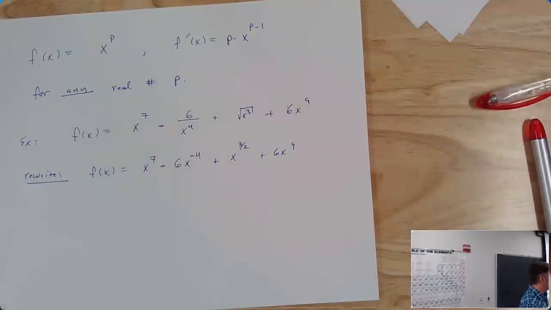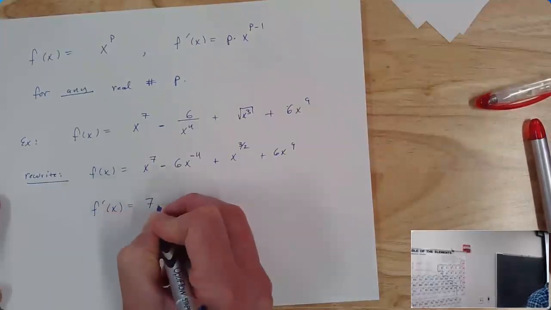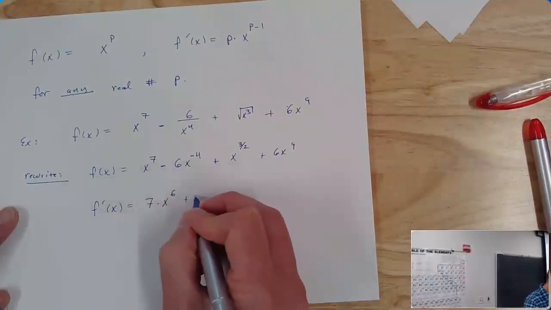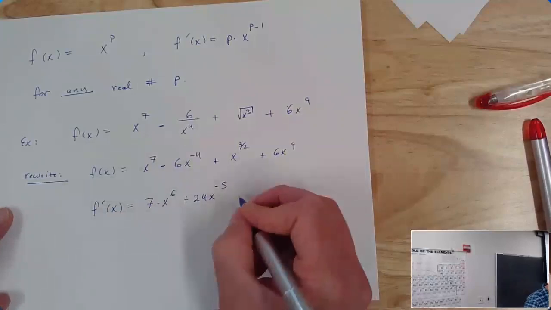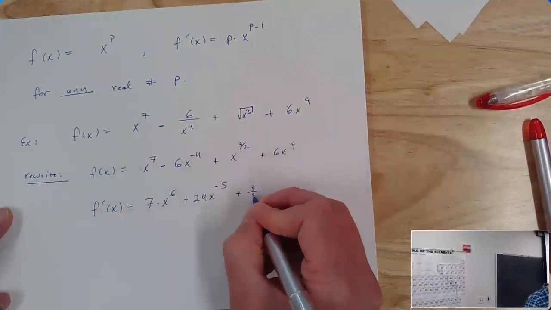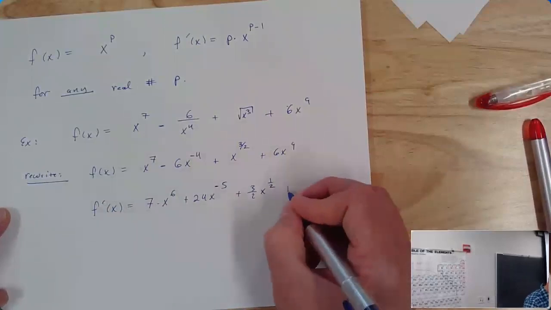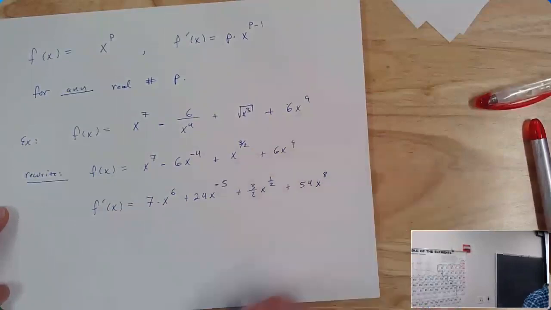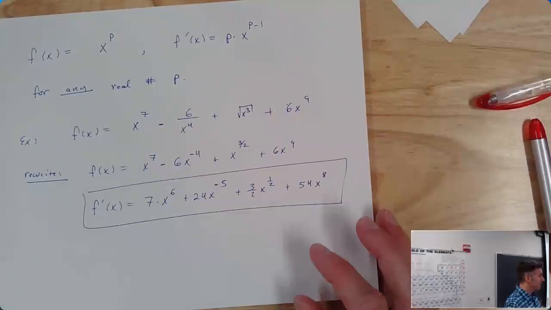And then it is very straightforward to take the derivative using the power rule. Power rule is going to tell us that the derivative is 7 times x to the 1 less power, minus 6 times minus 4 is plus 24 times x to the 1 less power. Power comes down, 3/2 times x to the 3/2 minus 1, which is 1/2. And then finally, 9 times 6 is 54 times x to the 9 minus 1, which is 8. That's how we differentiate something like that.